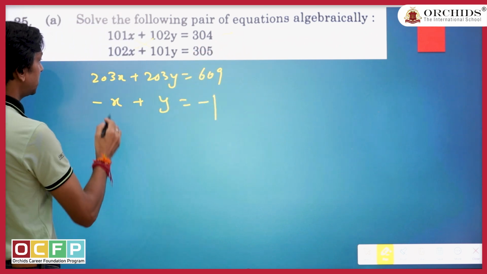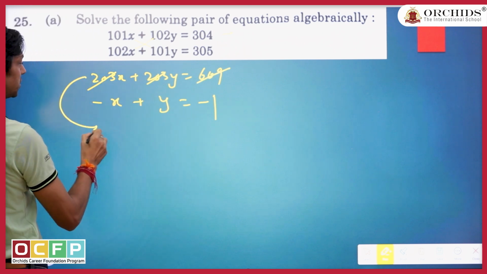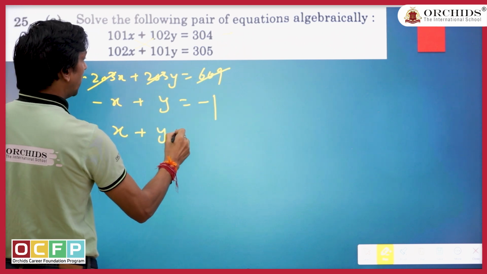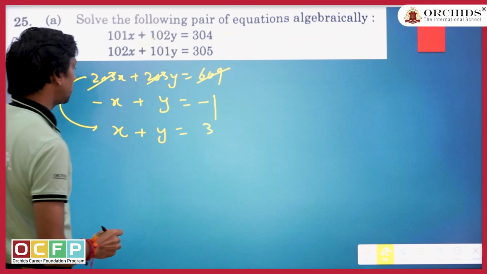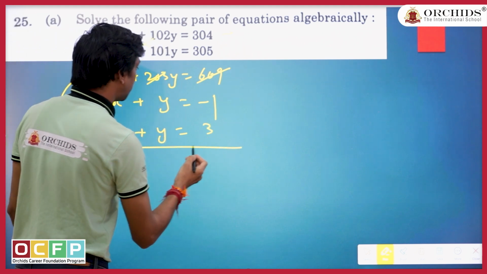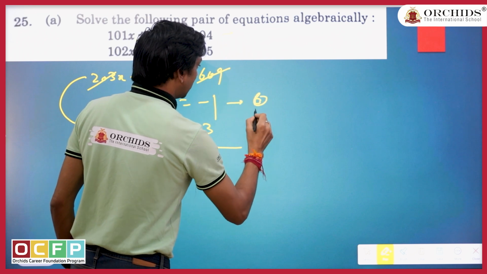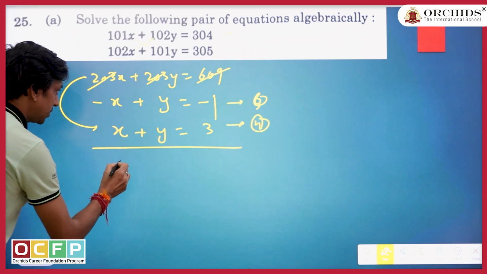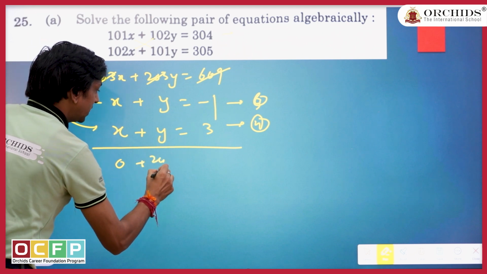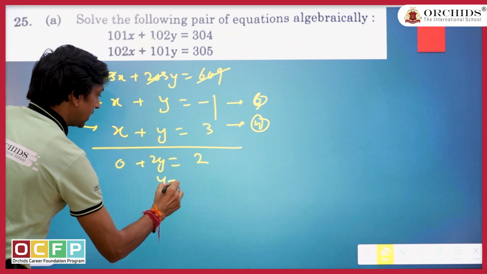So we got two equations, but in the first equation we have 203 common. So this equation will reduce to x plus y is equal to 3. Now we have to solve these two simple equations. This is my equation number 3 and this is my equation number 4. If I add them, x minus x is 0, y plus y is 2y, which is equal to minus 1 plus 3, that is 2. Therefore y equals 1.